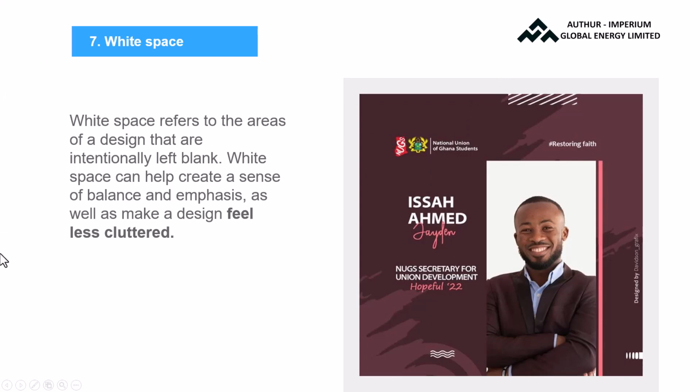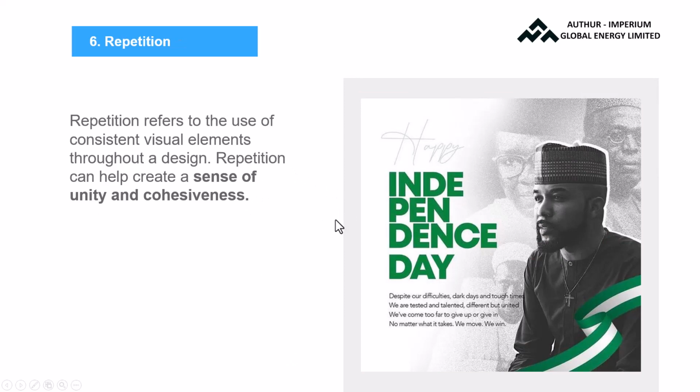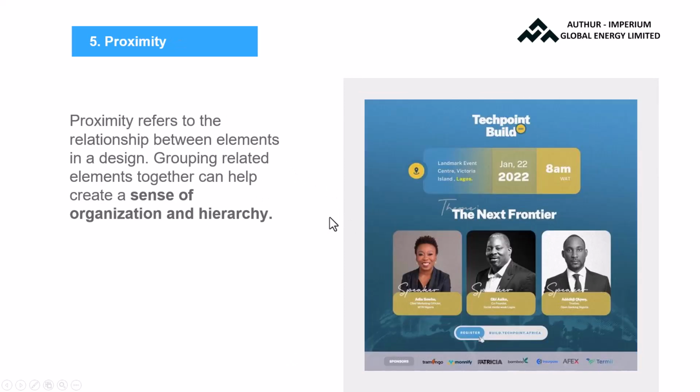If you also look at this slide here, we actually have white color representing our white space. So this is just to make your design feel less cluttered and make it easier to read. If you have so many things on your design, it is difficult for your viewers to understand. So let's do a little practice.